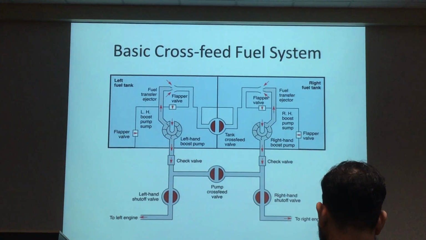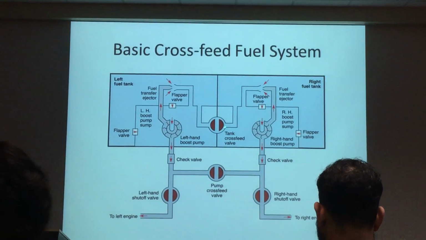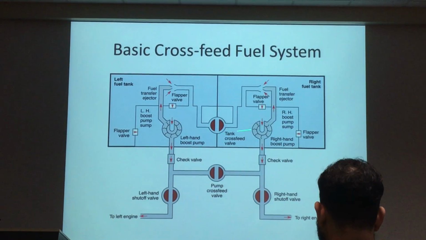Another type is called pump transferring. That one is seldom used. The most commonly used one, even for jumbo, also uses this one: gravity transferring by itself. So the transfer valve is to transfer fuel from tank to tank.